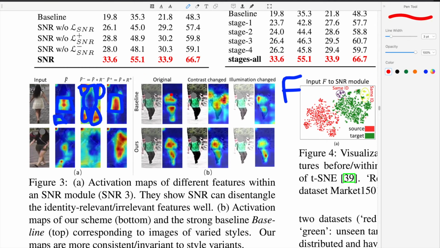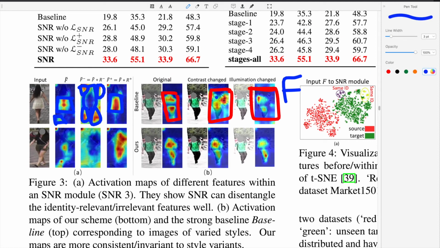So you can see that this is the class activation map in the original image. And without the SNR module, when the contrast of the image changes, or when the illumination of the image changes, the class activation maps are quite different from how it is in the original. So this shows that the style information are actually playing a role in the baseline, which contaminates or worsens the discriminative performance of the model in different domains.